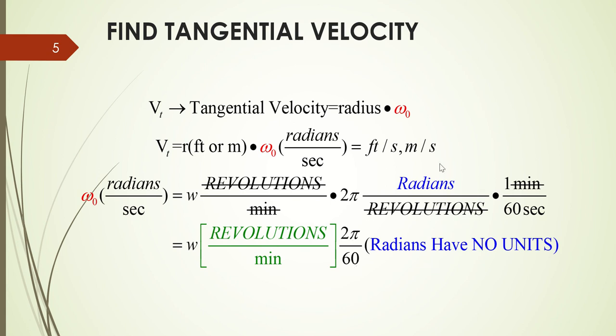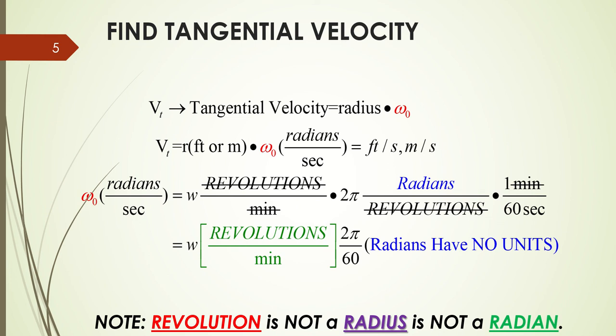You note that radians actually have no units. And it's important to understand that a revolution is not a radius, it's not a radian. On occasion, students will get those three terms confused and will not be able to correctly solve the problem. So it's important to understand the difference between those three terms.